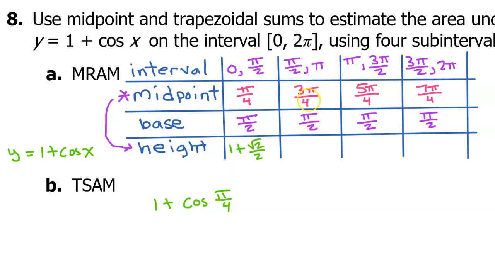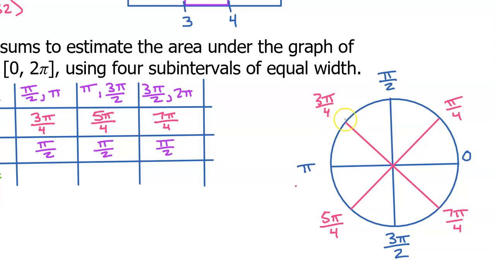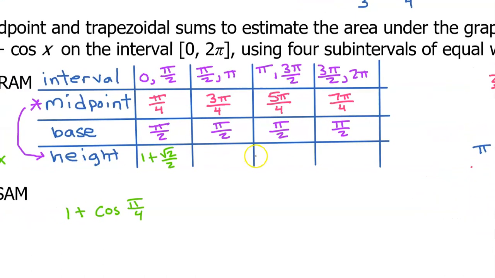What about the cosine of 3 pi over 4? Well, the cosine of pi over 4 is radical 2 over 2. So all of these cosines are going to involve radical 2 over 2. It's just that some of them are positive and some of them are negative. In the second quadrant, where 3 pi over 4 is, cosine is an x value. Cosine will be negative here. So instead of 1 plus radical 2 over 2, it will be 1 minus radical 2 over 2.